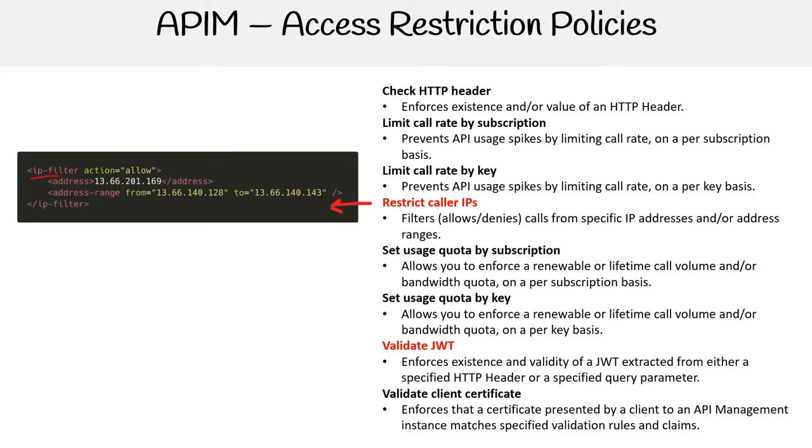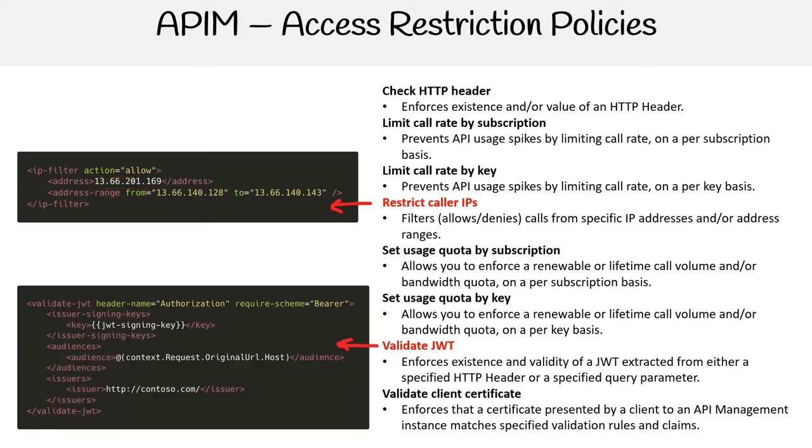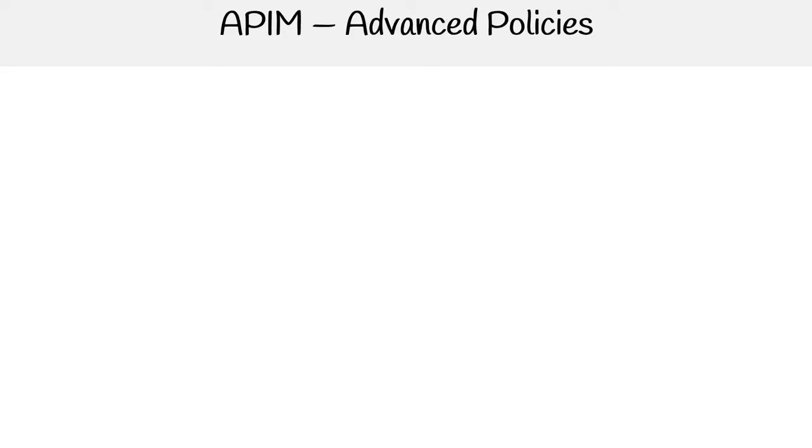We define IP filter, we have an action, the IP address that is allowed in this case, or a range. So that one is, again, very simple. These are not hard to figure out. We have validate JWT. So there is some stuff there, and it is what it is. Okay. So we'll go on to advanced policy.